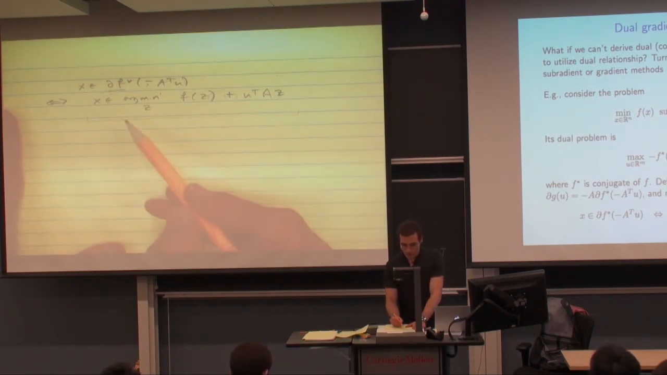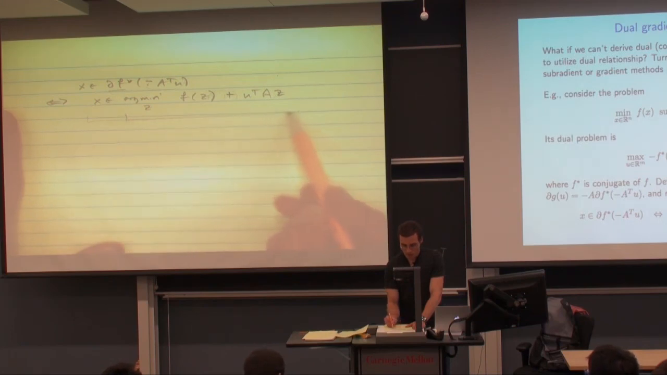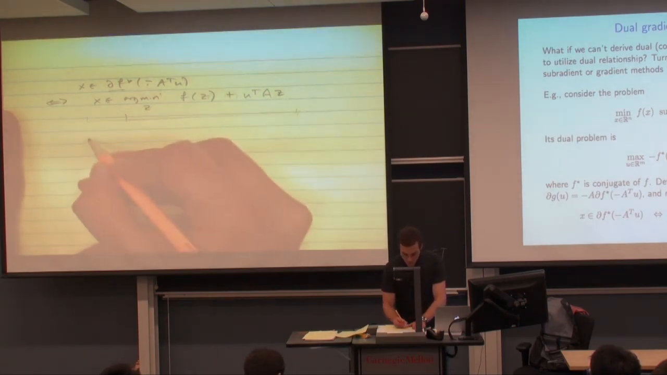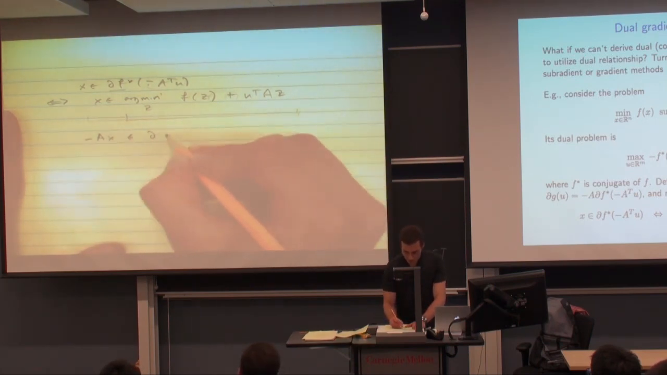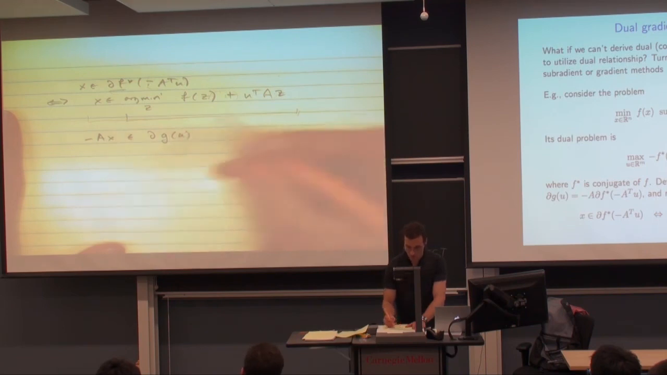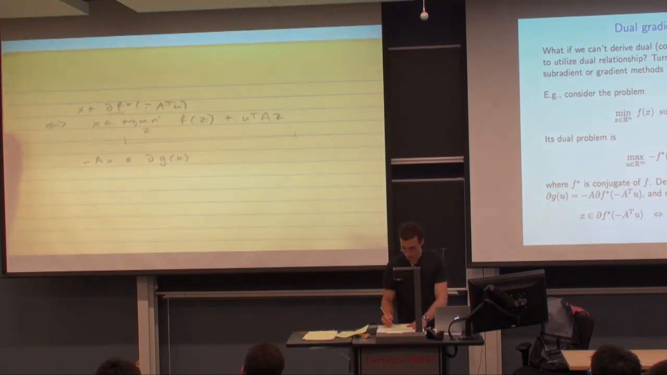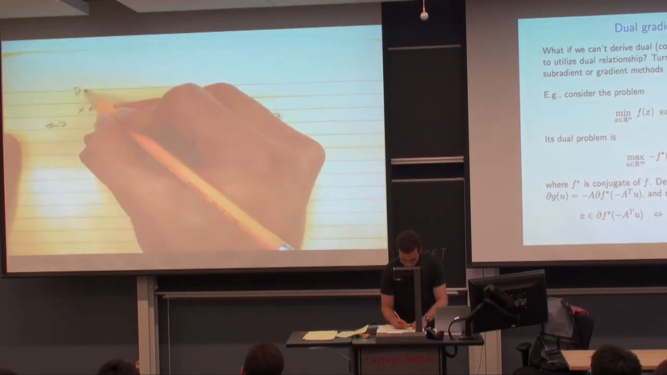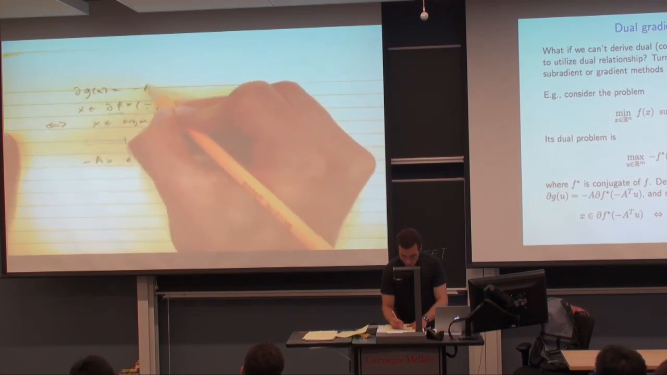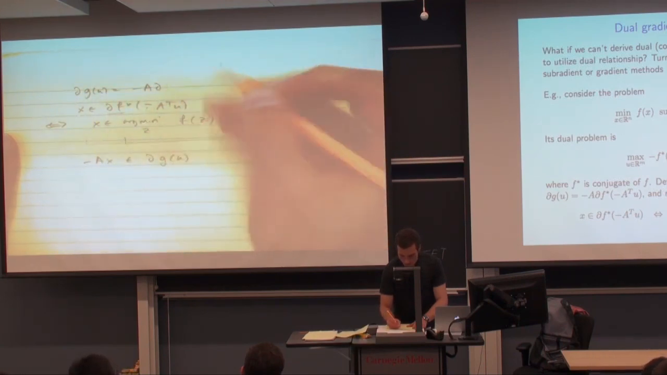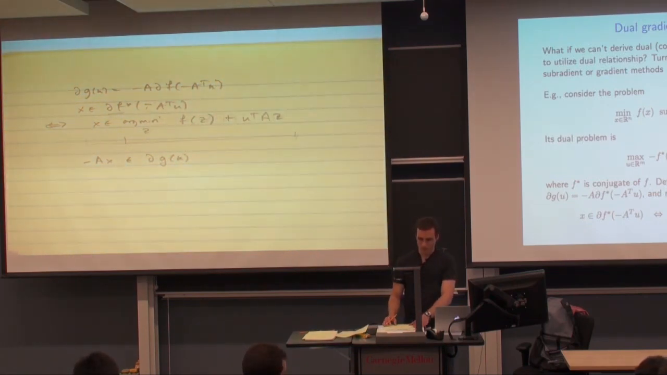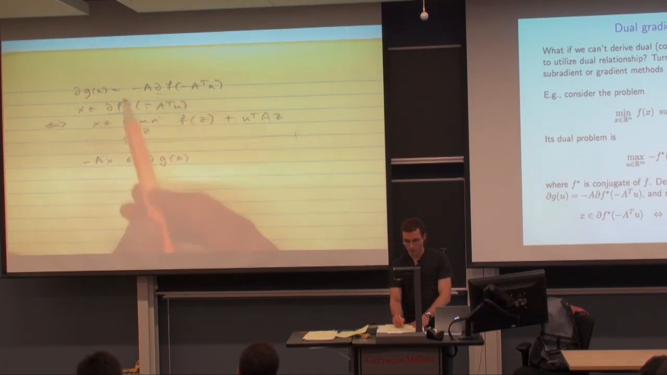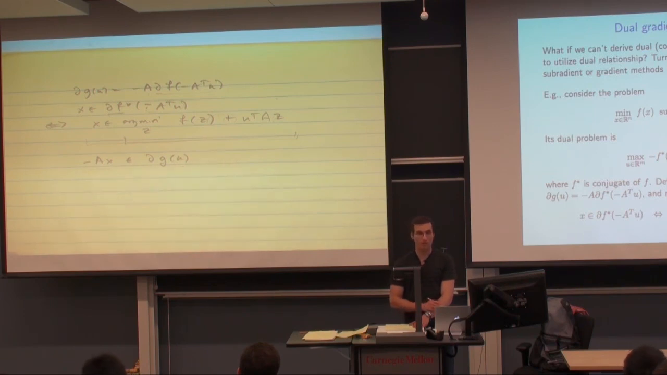So that means that if I can find a point x that minimizes this, then I can take minus A times x, and that's the subgradient of G at u, because I wrote it in the last slide. I'll just write it up here to repeat it. The subdifferential of G at u is minus A times the subdifferential of f star at minus A transpose u. So once I have a subgradient of this, I can multiply it by minus A, and I get a subgradient of the dual criterion.